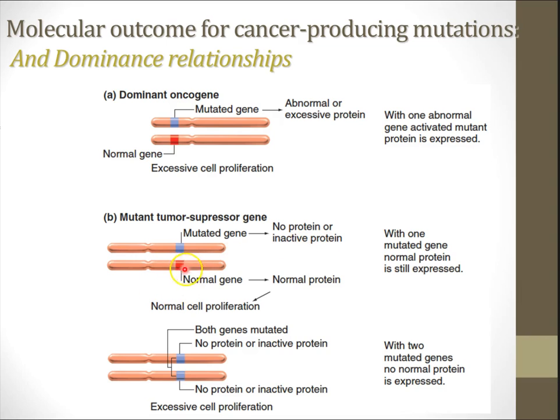But as long as we have a normal copy that produces the normal protein, we can still have normal cell proliferation. However, once we lose both copies of the gene, this is when we start to see excessive cell proliferation. So, with one mutated gene copy, you still have a normal protein. Therefore, in a heterozygotic state, you still do not see the manifestation of a tumor forming. This is by definition recessive.